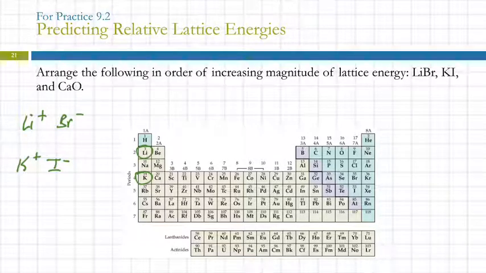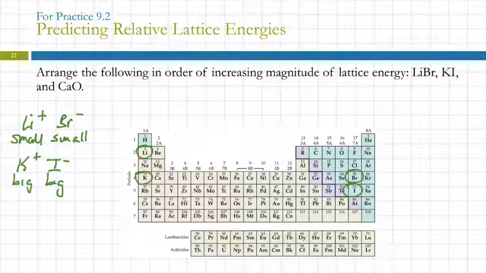Potassium's bigger, right? So this one's bigger, and this one's smaller. And then let's look at the anions. We've got bromide and iodide. Of those 2, which one's bigger? Iodide. So this is bigger, and this one's smaller.